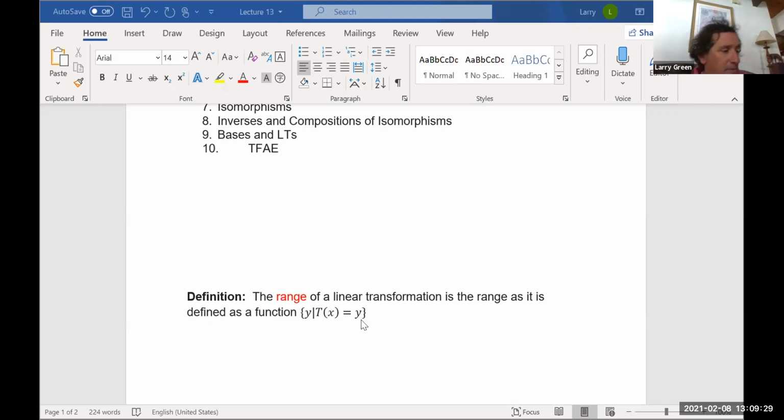Okay. It turns out that there are ways of finding the range. Just like for functions, functions actually can be harder. I don't know if you remember, but finding the range of a function can be really brutal sometimes. Sometimes easy, but sometimes brutal. Linear transformations are never that bad as long as we understand it. So let's do an example.